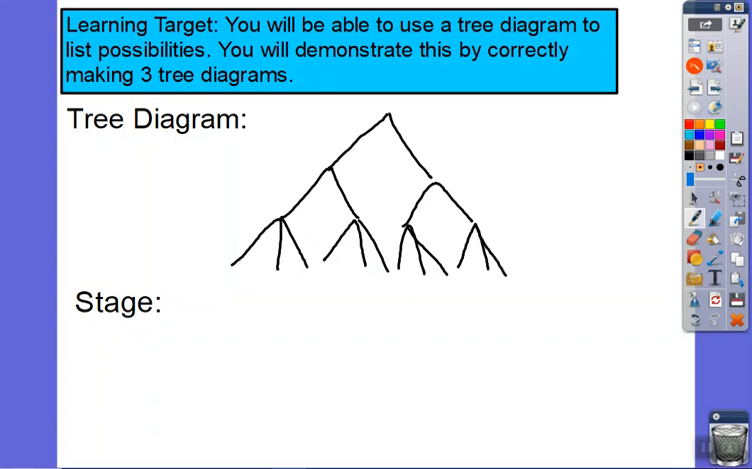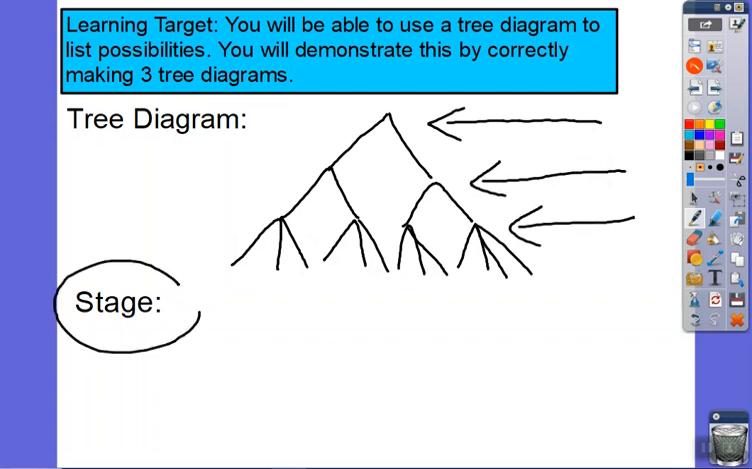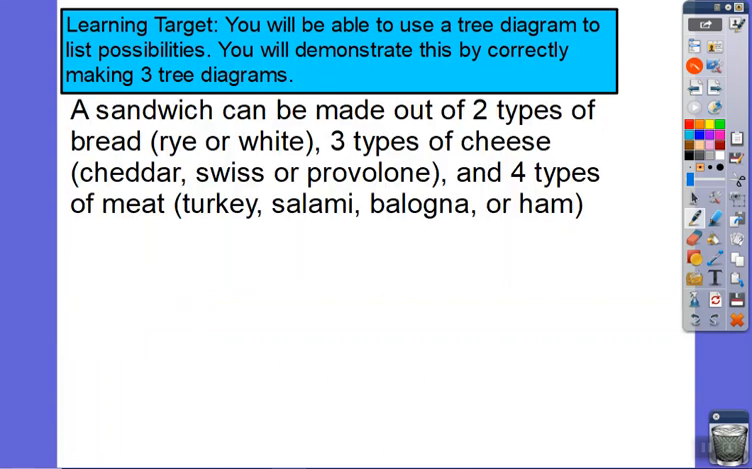We're going to label all these different ones, and these are different events, like this is something that is going to happen. Here are the first choices, here are the second choices, and those choices are called stages. So let's take a look at one here.